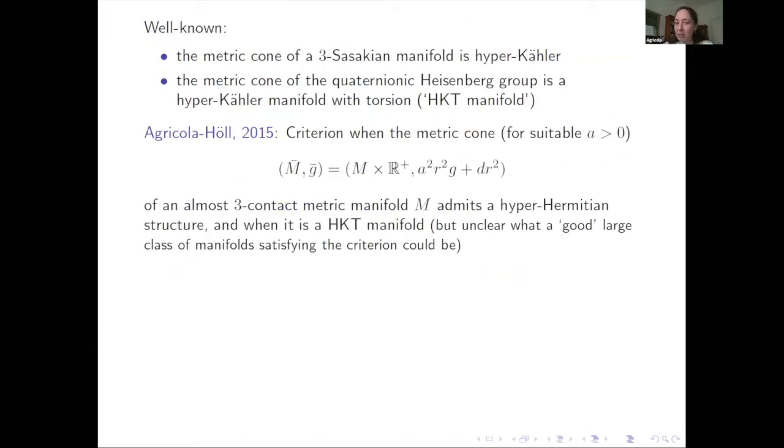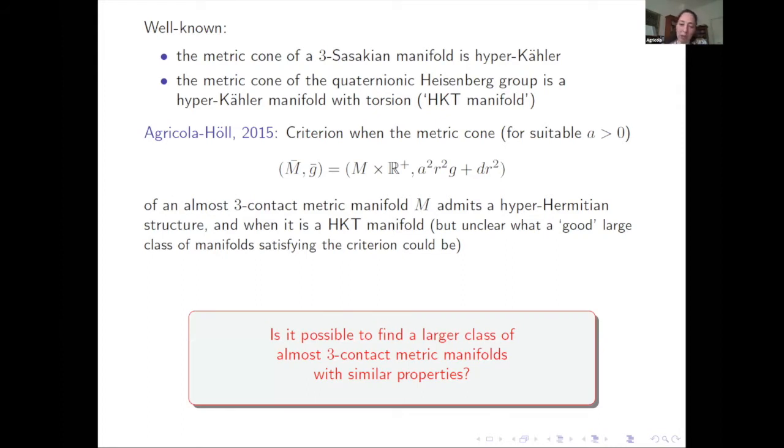Now we know the metric cone, or we can also take it as a definition of a three-Sasaki manifold, is hyperkähler. The metric cone of the quaternionic Heisenberg group on the other side is a hyperkähler manifold with torsion. In some other work, at some moment, we worked out what the conditions are for the cone of a three-contact metric manifold to admit a hyperhermitian structure and when it's going to be an HKT manifold. The criterion is clear, but finding a good class of manifolds satisfying the criterion was not. So a side result is that we will have a large class of hyperkähler with torsion cones from our construction. Okay, so we want to find a larger class of manifolds with similar properties. This is not well posed, but I hope it will become clear.